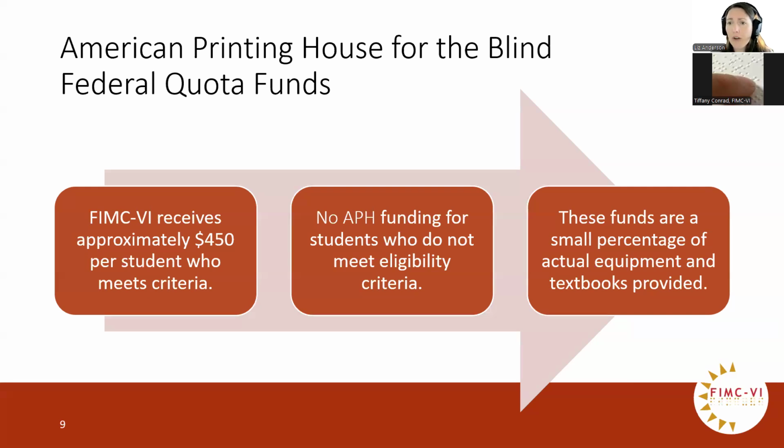And just so you know, the quota funds that we receive for APH are a small percentage of the amount of the actual equipment and textbooks that we provide. So here in Florida, we are fortunate because while we have APH funding, we also receive funding from the Florida Department of Education, and not all states have that. So we use that funding to provide textbooks and other things that not necessarily every state has that option.